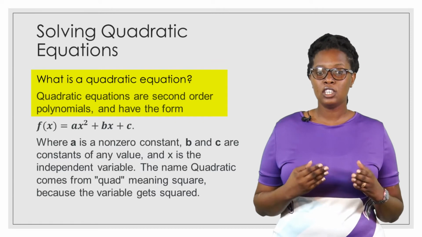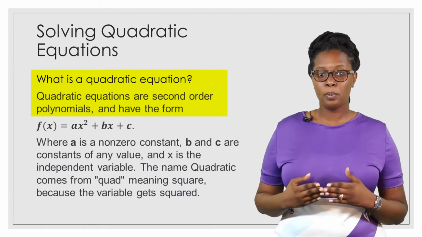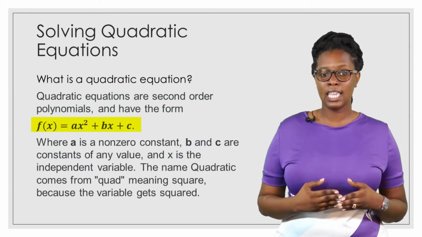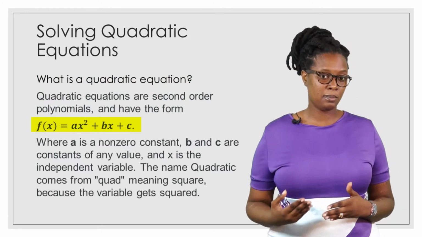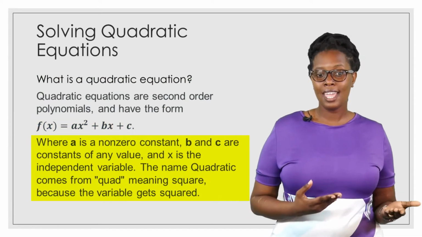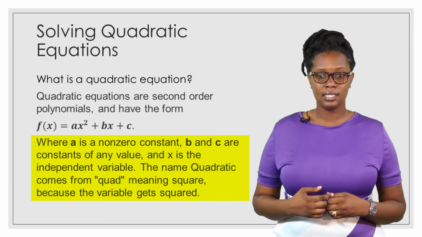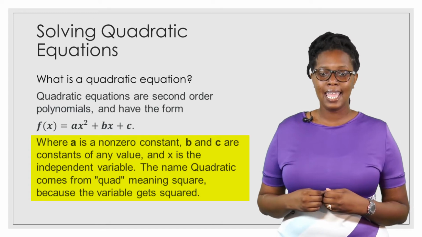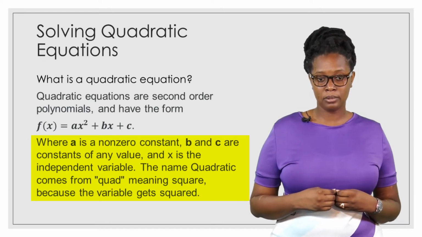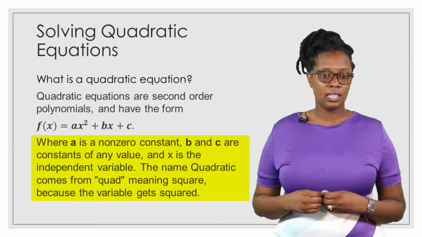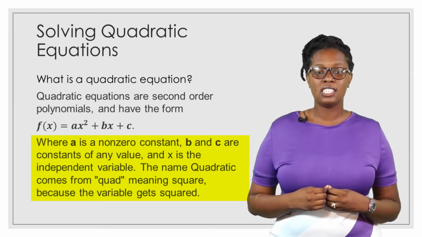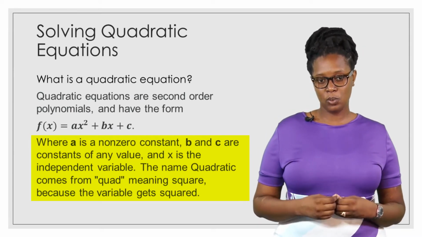A quadratic equation is a second-order polynomial that has the form f of x is equal to ax squared plus bx plus c, where a is a non-zero constant, b and c are constants of any value, and x is the independent variable. The name quadratic comes from quad, meaning square, because the variable gets squared.